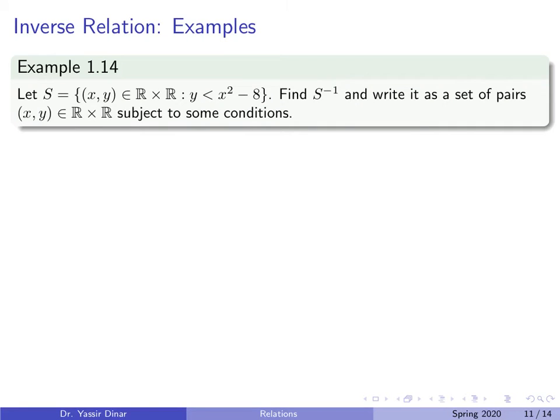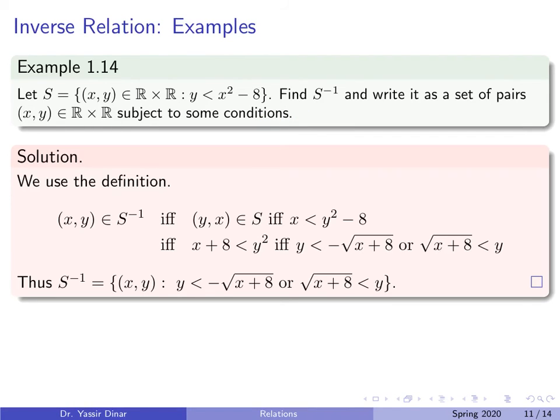We had an example before about how to find the inverse relation when the relation is finite. And in this example, I will give you a relation which is infinite. The elements of this relation are infinite, and we will try to find the inverse of this relation. So in this example, let S be a relation from R to R defined by all the pairs (x, y) where the second coordinate y is less than the first coordinate squared minus 8. So the question here: find S inverse, the inverse of this relation, and write it as a set of pairs (x, y) subject to some conditions.